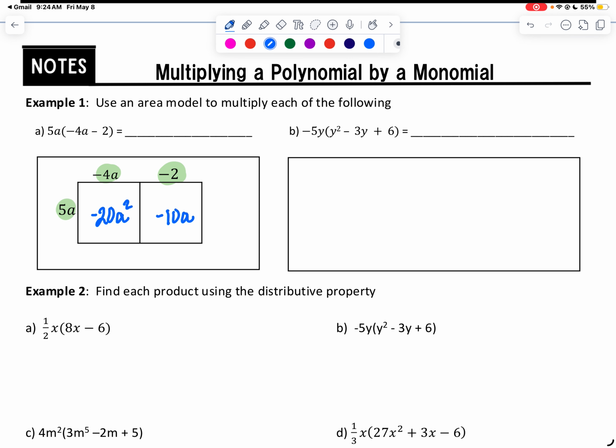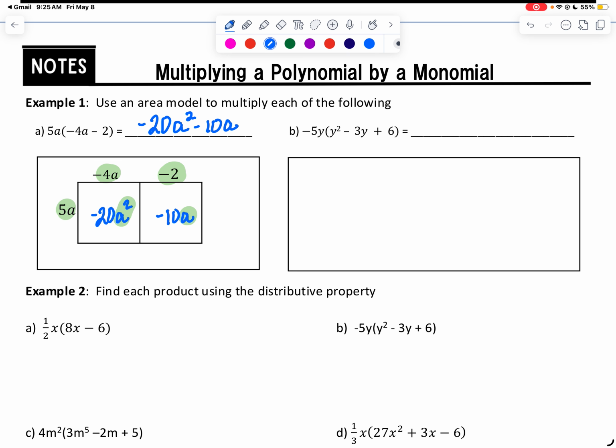Now, before writing our answer, we want to see if there are any like terms we can combine. But here we have a to the power of 2, and here we have a to the power of 1, so those cannot be combined. Our final answer will be negative 20a squared minus 10a. In problem B, we have a monomial, negative 5y, and we're multiplying it by the quantity y squared minus 3y plus 6.